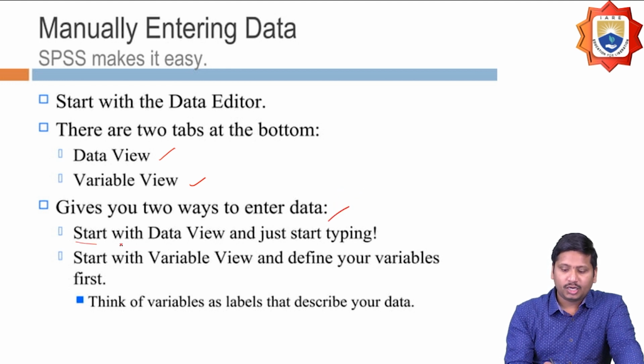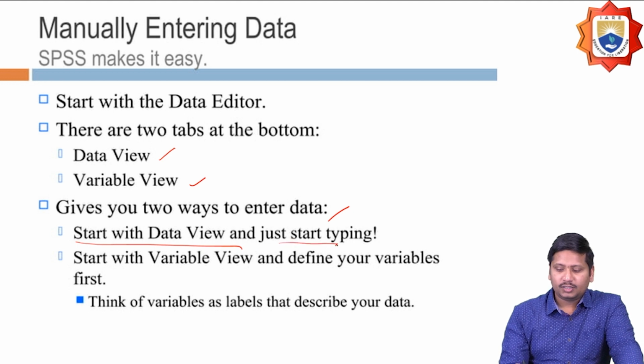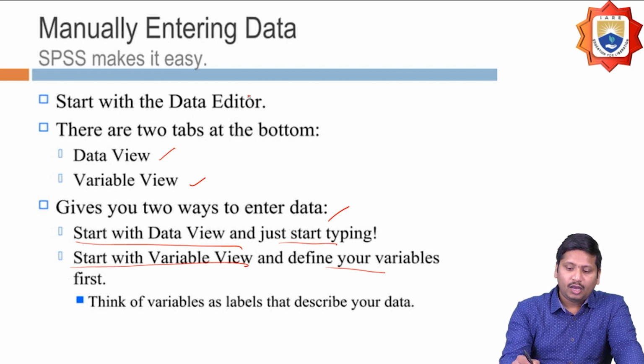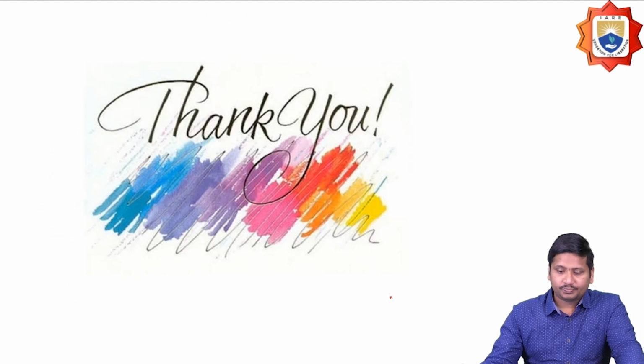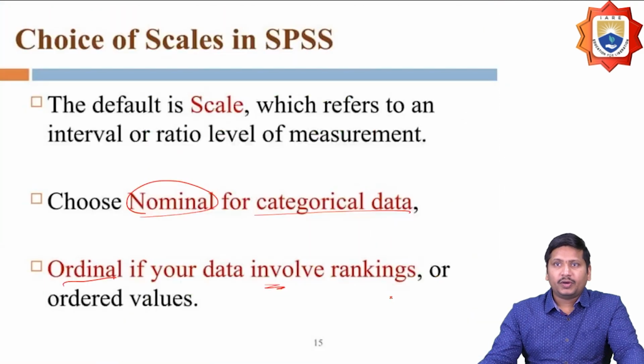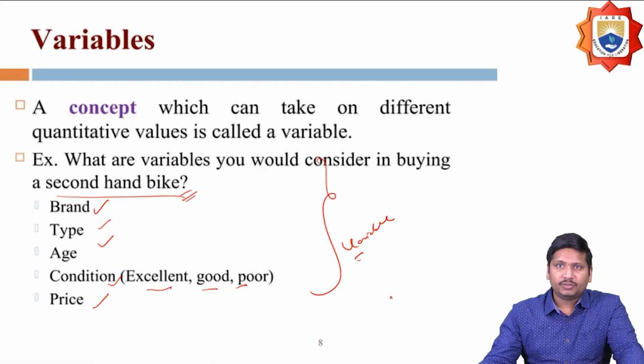The first is to start with the data view and just start typing. The other is to start with the variable view and define the variables first. Like this we are manually entering the data in the different views available in the data editor. So like this, we have the different parts and contents of SPSS.